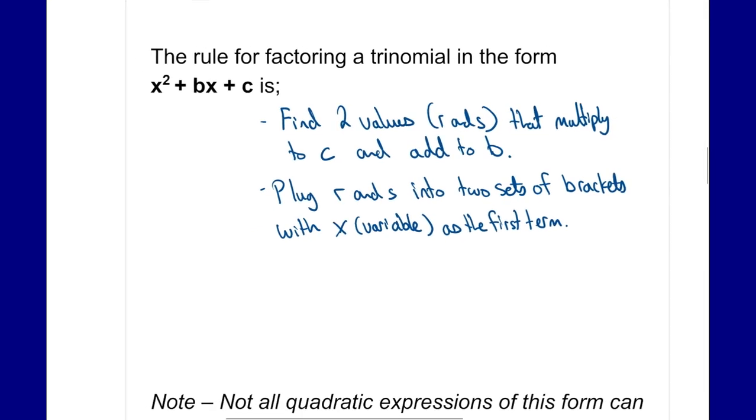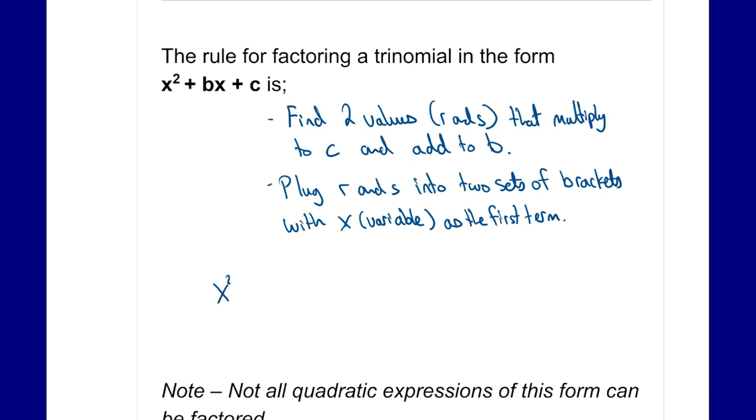What that means is that if we're factoring, x squared plus bx plus c is going to become x plus r and x plus s. And we're getting r and s because r times s will equal c, and r plus s will equal b. Whatever r and s are, they go into our brackets with x, or the variable, as the first term.